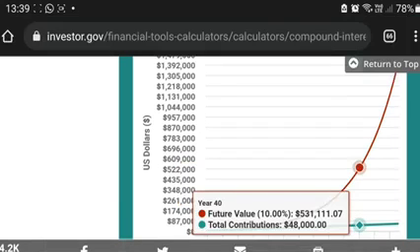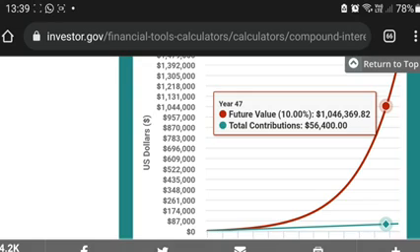Look at here, our million is on year 47. There we go. By the end of year 47, your total contributions are just 56,400 Rand. But look at the value of your investment: 1,046,369 Rand and 82 cents. That's crazy. I'm doing the calculation for you again.